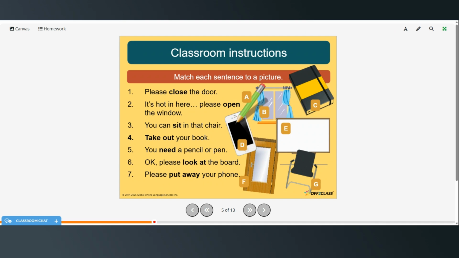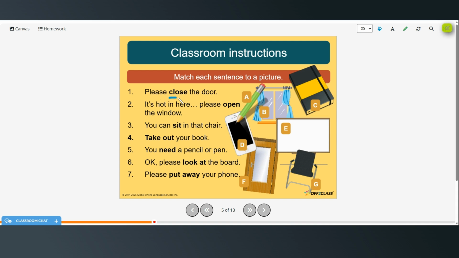All right, so now you want to match each sentence to the picture. These are classroom instructions, so things that the teacher might ask you to do in the classroom. So go ahead and try these on your own and then restart when you're ready to check your answers.